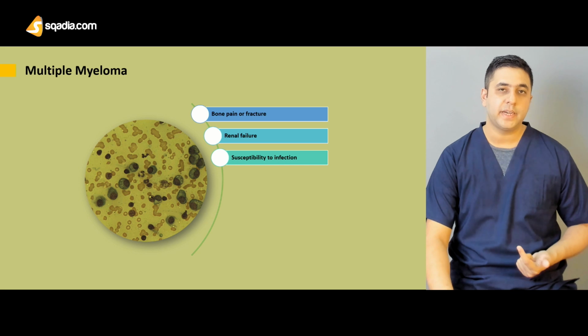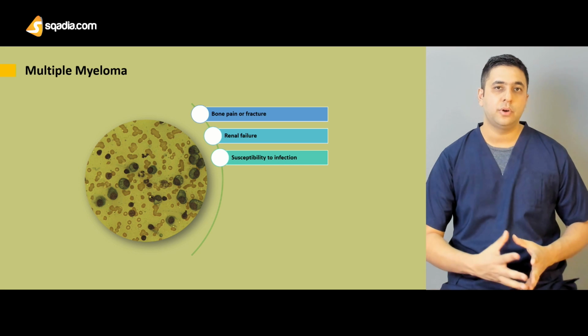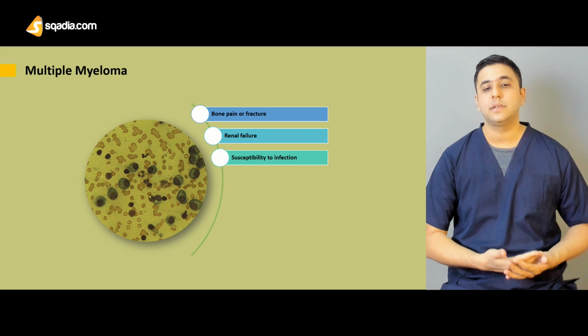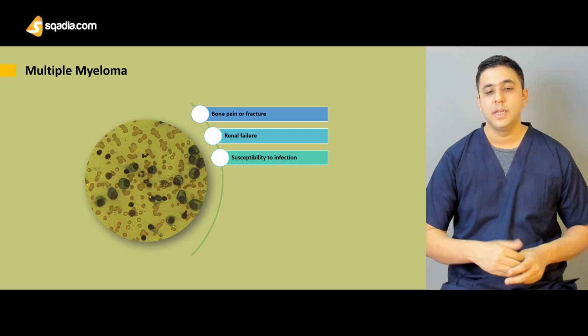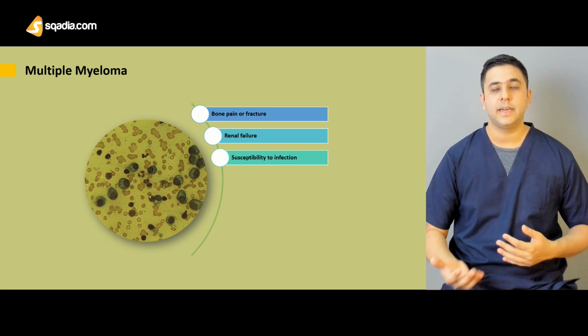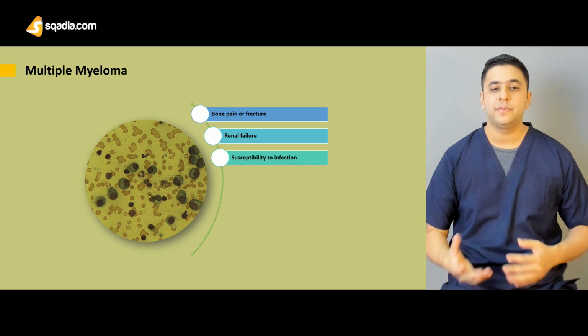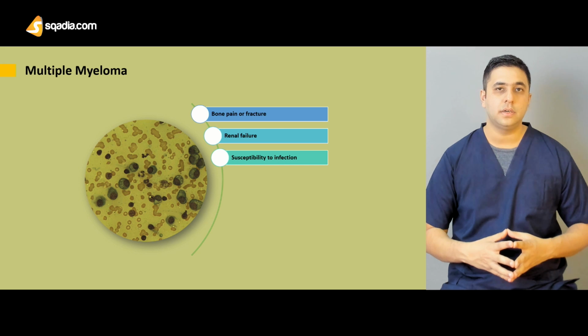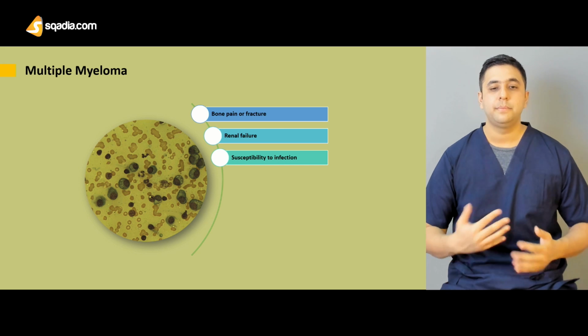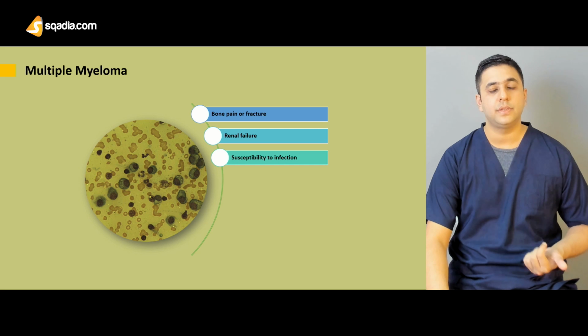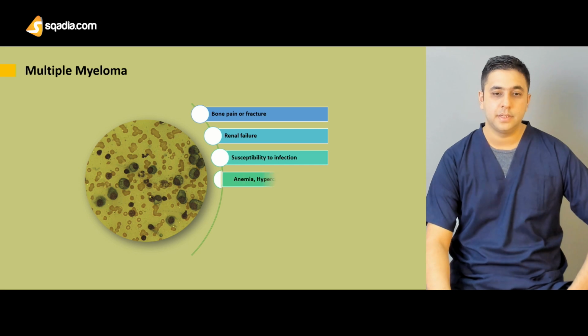Similarly, because of the defective antibodies being produced and the other antibodies being suppressed, the patient is susceptible to infections. We're going to see in the coming slides, in the clinical features, what kinds of infections the patients most commonly encounter. But about 50 to 60% of the patients with multiple myeloma present with one infection or the other in their course of disease.